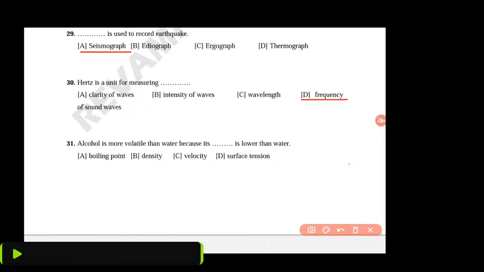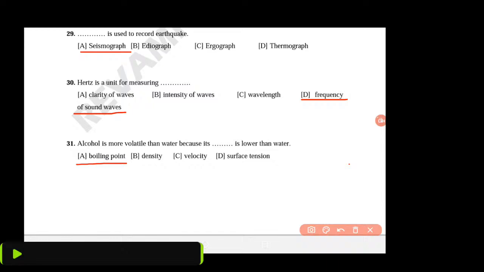We've mentioned something similar to that in one of the previous questions. Okay. Question 31. Alcohol is more volatile than water because its dash is lower than water. Now, what is the major factor to consider when we are talking about volatility of a liquid? The first factor to be considered is boiling point. So the correct option for question number 31 is option A.